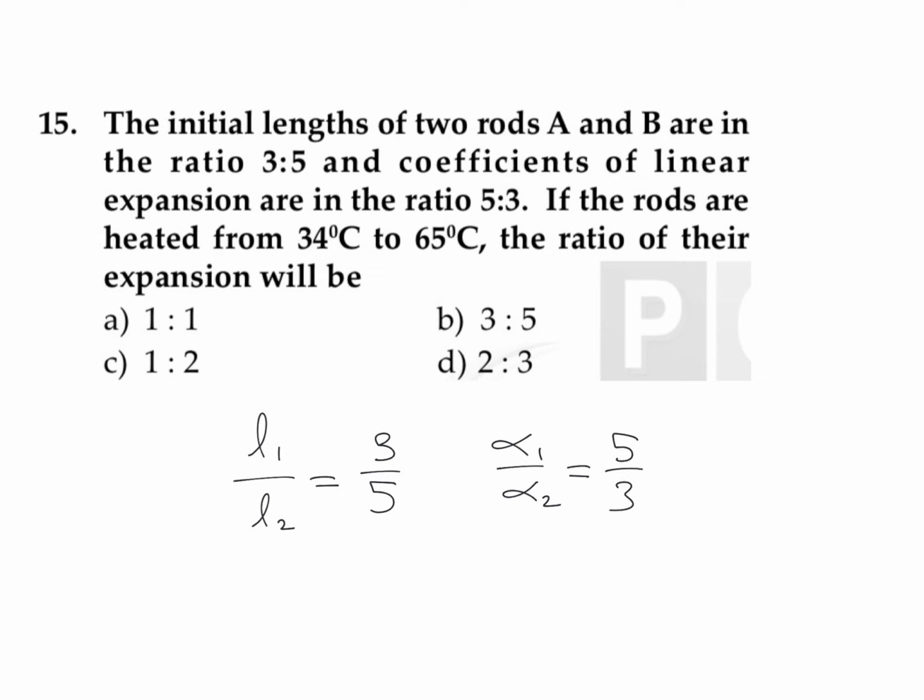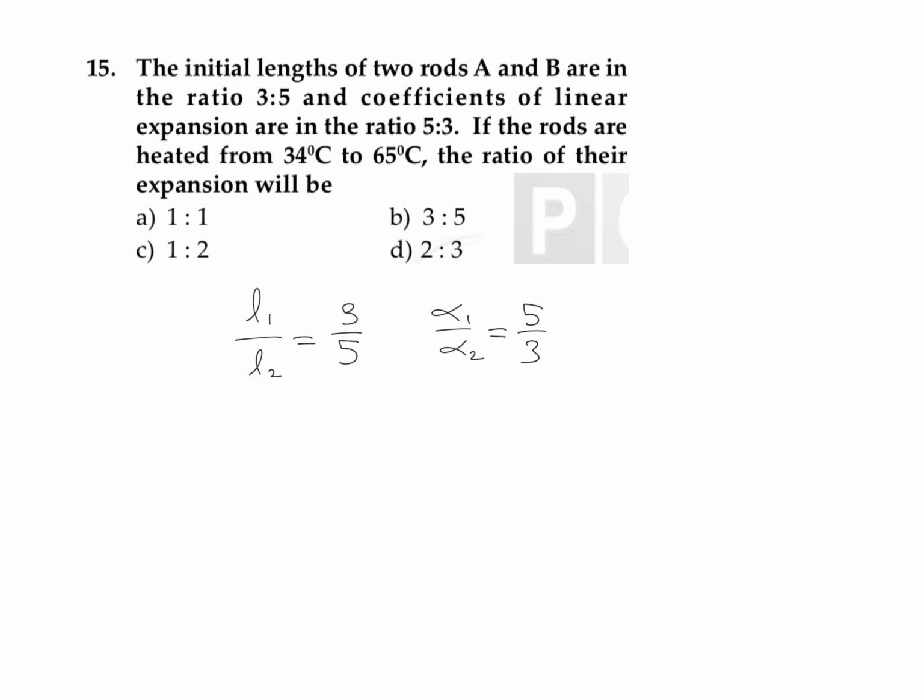If the rods are heated from 35 to 65 degrees Celsius, that means delta T is the same in both the cases, the ratio of their expansion will be. So we are to find out the value of delta L1 divided by delta L2. So we can write delta L1 is equal to initial length into alpha 1 into delta T, and delta L2 is initial length into alpha 2 into delta T. So the change in temperature is given as same.